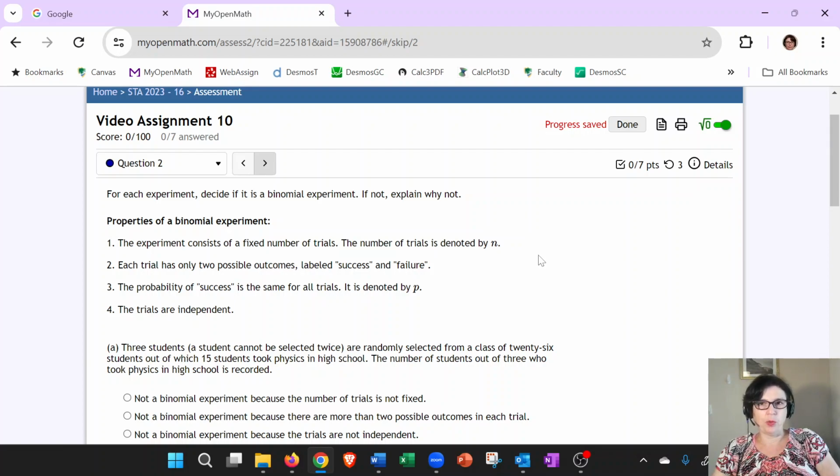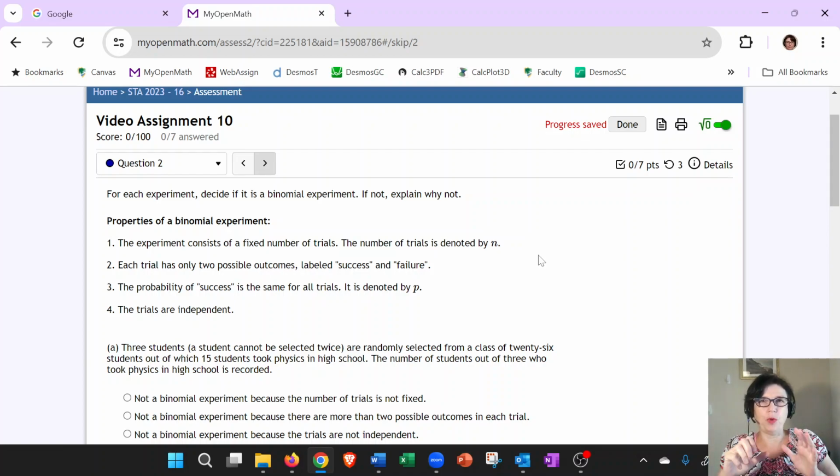So a couple of things to watch out for. First of all, usually the experiment will not have a fixed number of trials if you see the word until. So if you're selecting something until you see this many successes, this is not going to be binomial because you do not know how many times you will have to perform the experiment. Also, it's possible that a trial can have more than two possible outcomes, then obviously that's not going to be binomial. Now, the independence part is very tricky.